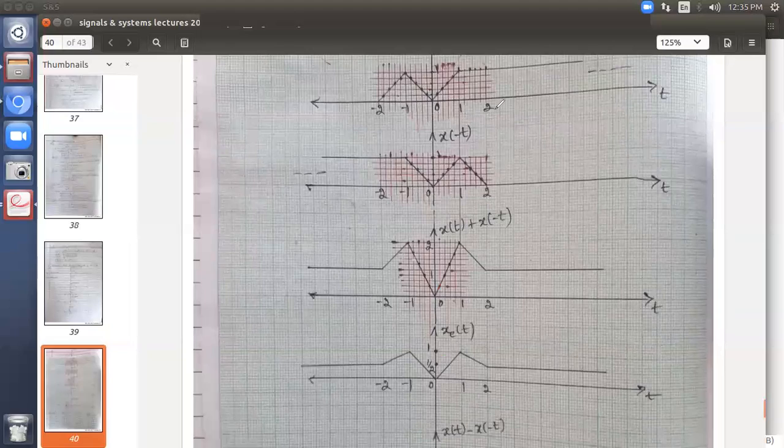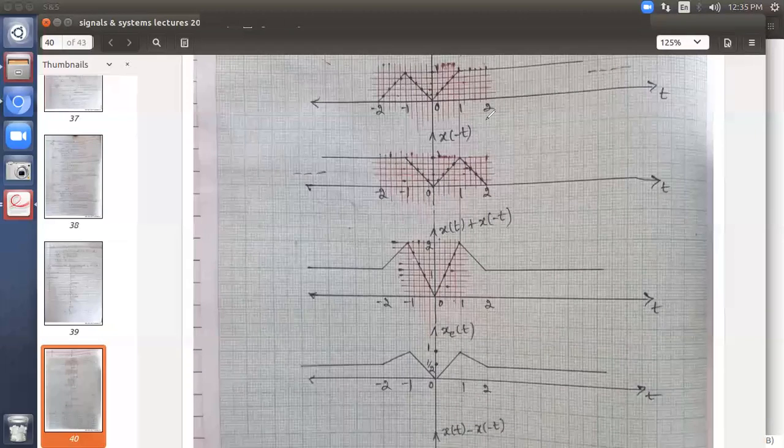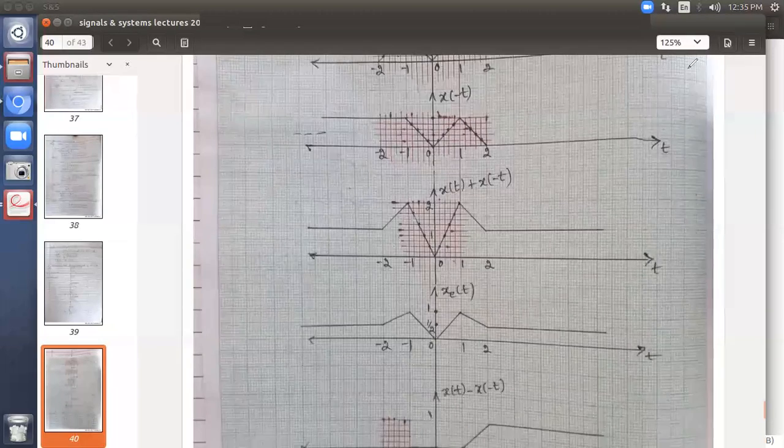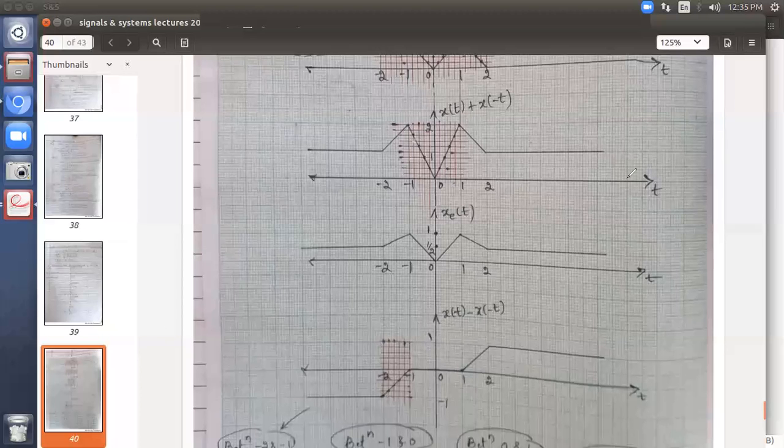Now similarly, let's go for odd part. How to find the odd part? To get the odd part, we should go for subtraction.